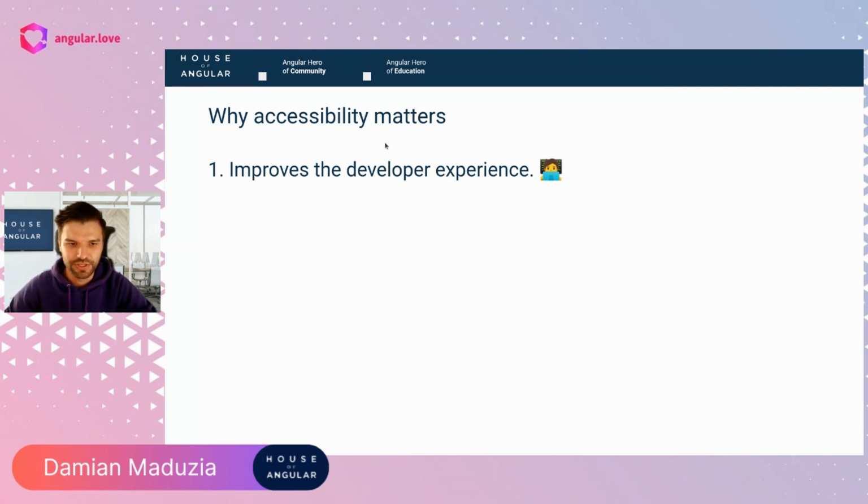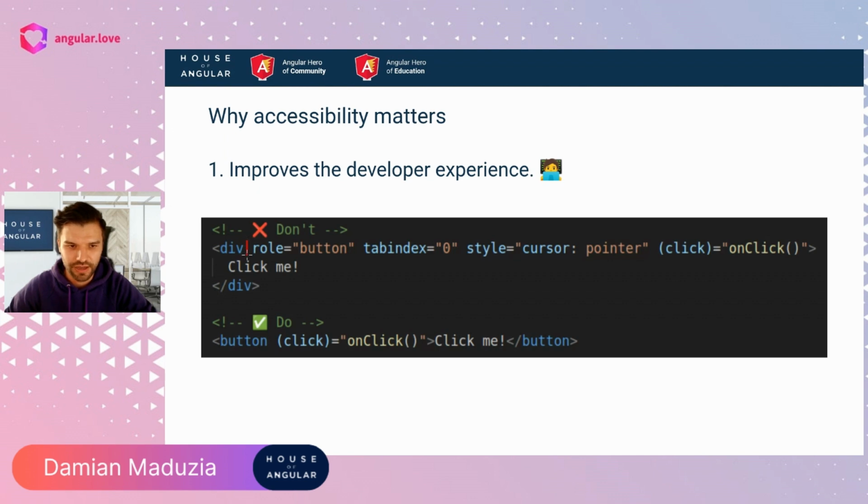Let's have a look at this simple example of what it would take to make a regular div function like a button. So first of all, we would need to have the role attribute on it to be interpreted as a button by assistive technologies. We would also need the tabindex of 0 to make it tabbable. And finally, we would need to style it to, for instance, support the pointer cursor when we hover over it. We have all of these behaviors built into the standard button elements.